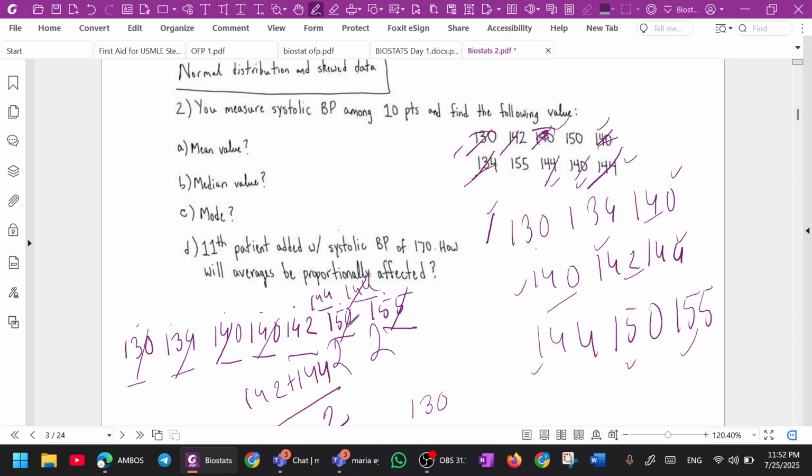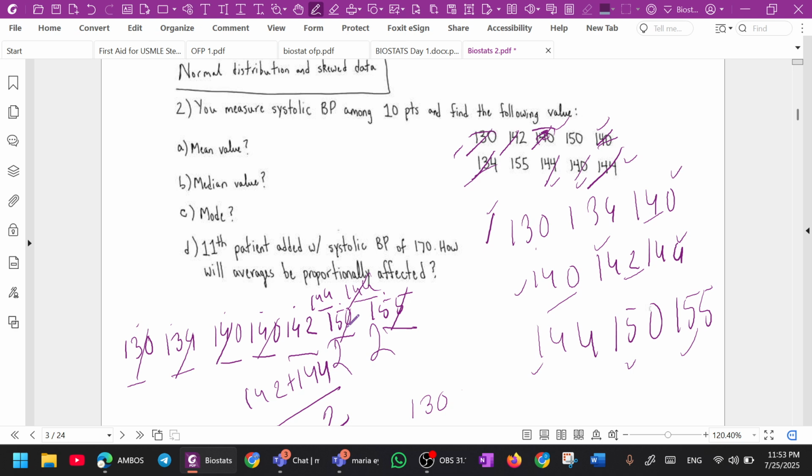Okay. And what's the mode? Mode is the most frequently occurring number. That is 140. Okay. And then the last question: an 11th patient is added with a systolic blood pressure of 170. How will the average be proportionally affected?